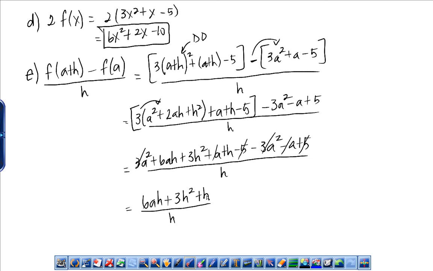You notice on the top everything has an h. That means you can factor it out. You can't just cross them out. You need to factor. If you take out an h on the top, that gives you a 6a plus 3h plus 1 over h. Now that you have factored out the h, you can cancel it, so that your final answer is 6a plus 3h plus 1.